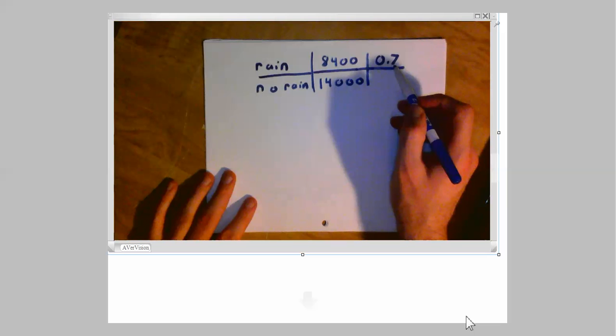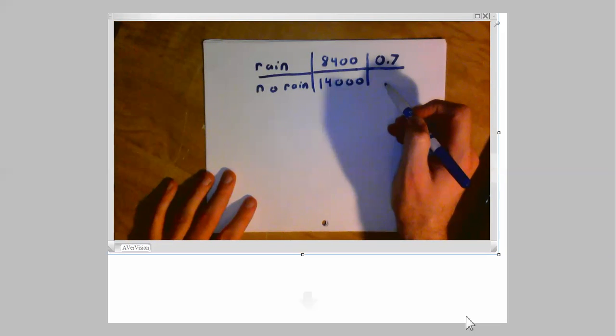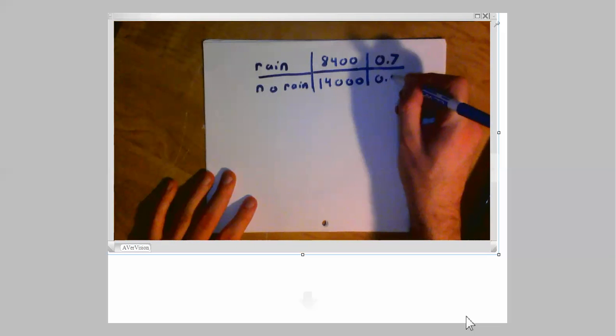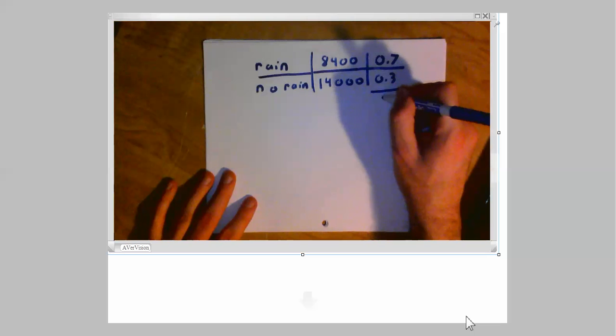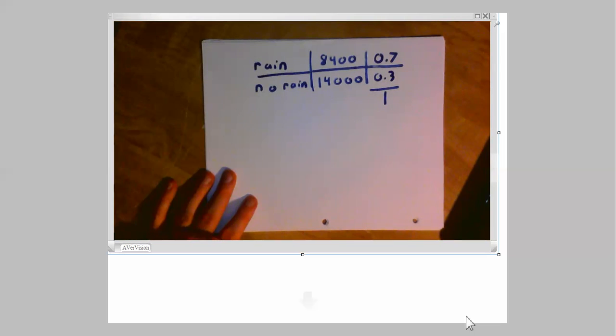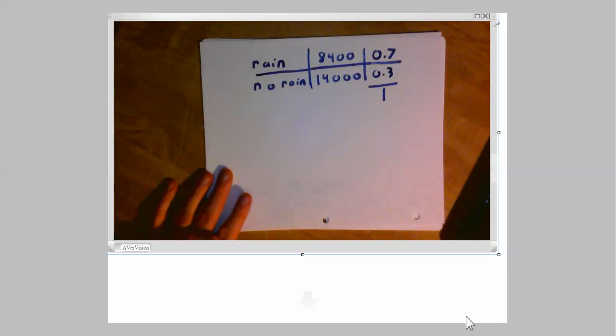Well, if there's a 70% chance of this, and this is the only other possibility, then this has to be a 30% chance. Because whenever I do a probability table like this, they have to add up to 1, or 100 if I'm doing percents. 0.3 plus 0.7 is 1. Okay? Sometimes you might get a number slightly more than 1 or less than 1. That's because of rounding errors.